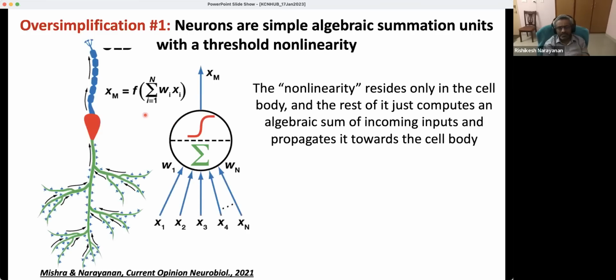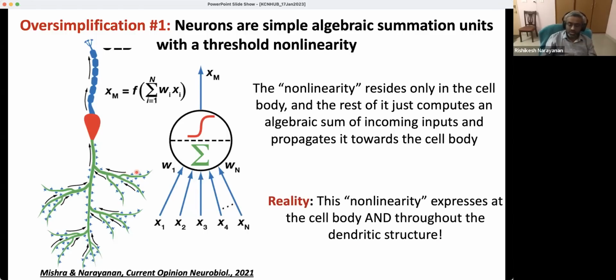The first oversimplification that I'm going to be talking about is the very fundamental assumption that neurons are simple algebraic summation units with a threshold nonlinearity. The idea at that point of time was that the dendritic structure was passive in nature, which means that it doesn't have any nonlinearity, and it just summates the excitatory and inhibitory inputs that come onto the structure and sends it to the cell body, where there is a threshold nonlinearity that converts it into an action potential.